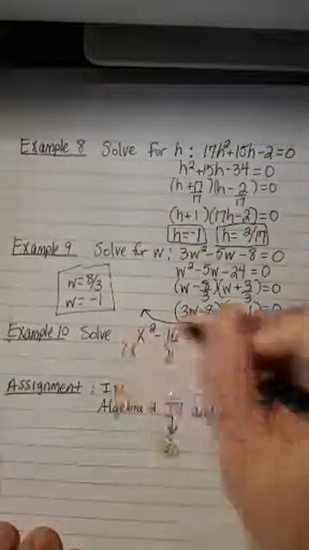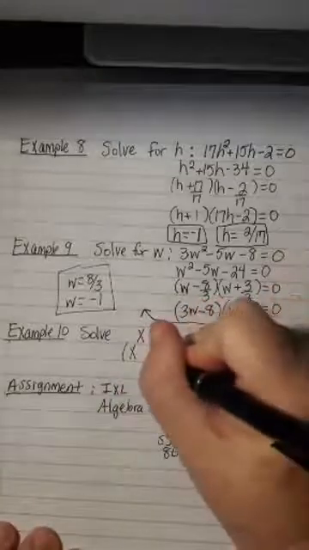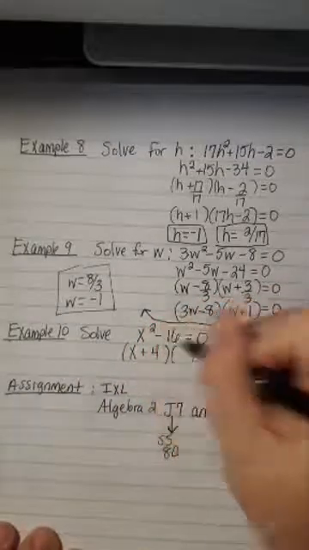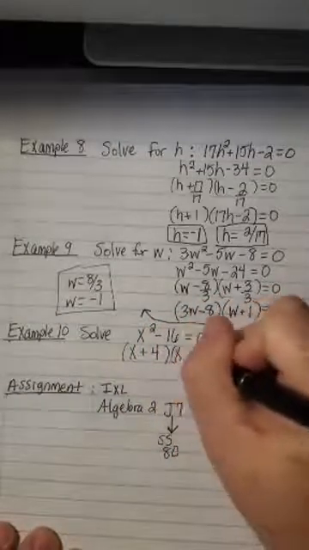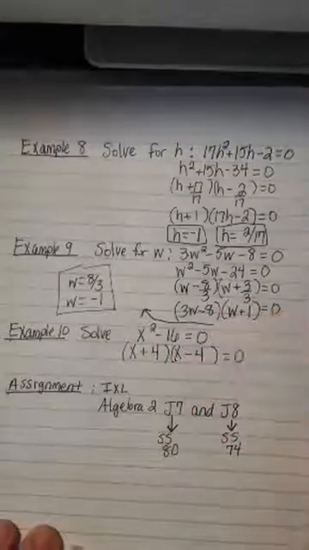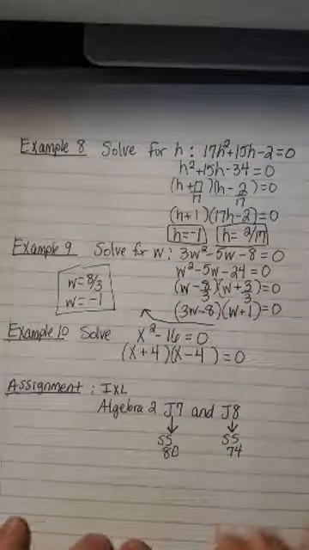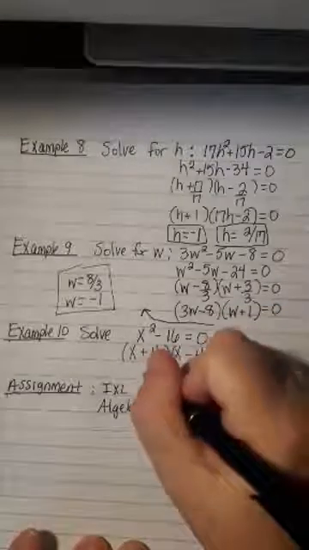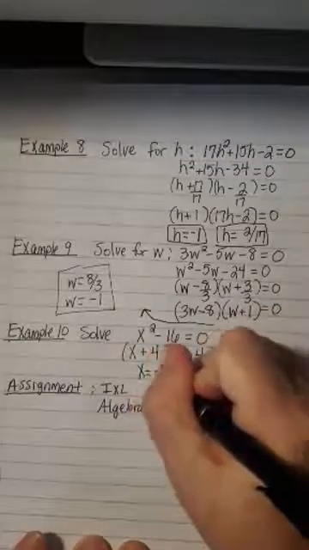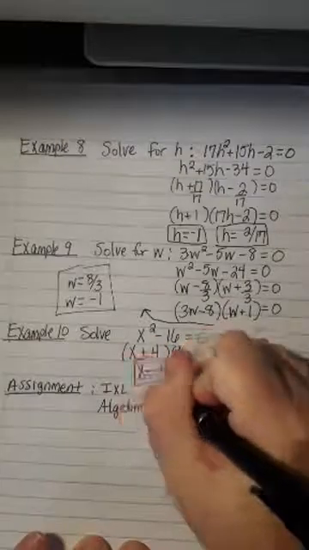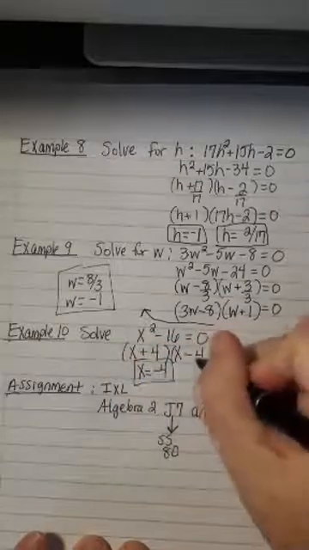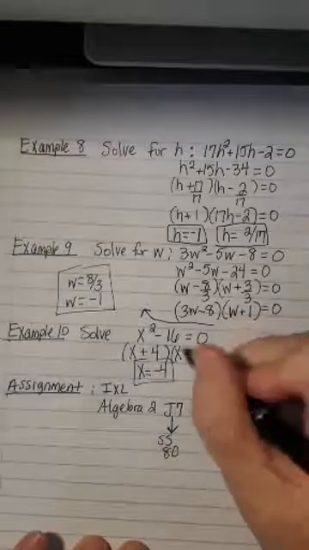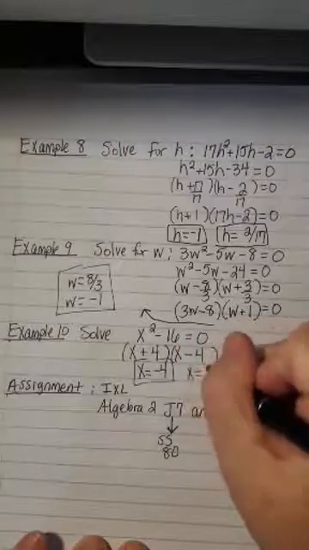You're going to have x, and then you take the square root of 16, which is 4, and make it x plus 4. And then make your other parentheses x minus 4. And then just solve both of those. If x plus 4 equals 0, that means x equals negative 4. And on this one, opposite of the back over the front, x equals positive 4.